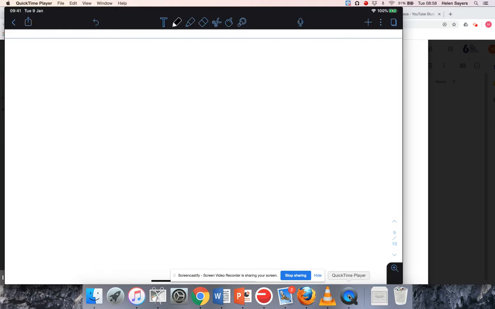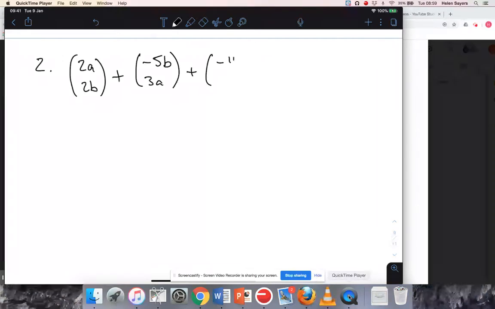I'm going to do that writing them as column vectors. You don't have to, I just find it much easier to do the arithmetic. So the first vector is 2ai plus 2bj newtons. And the second one is minus 5b plus 3a and minus 11 minus 7. And both the horizontal and the vertical resultant forces must equal 0.